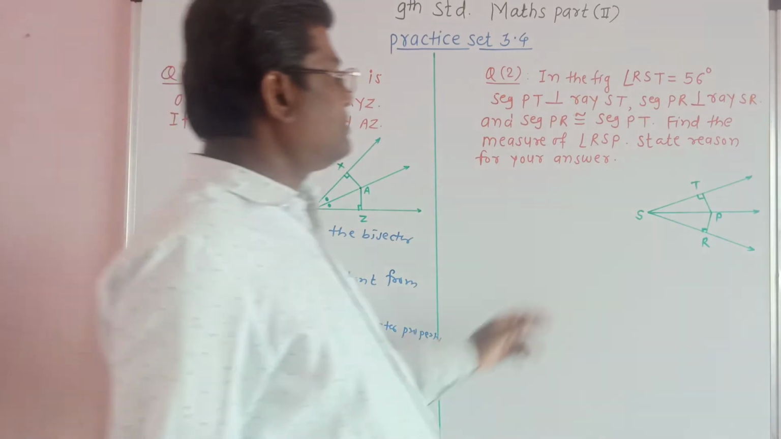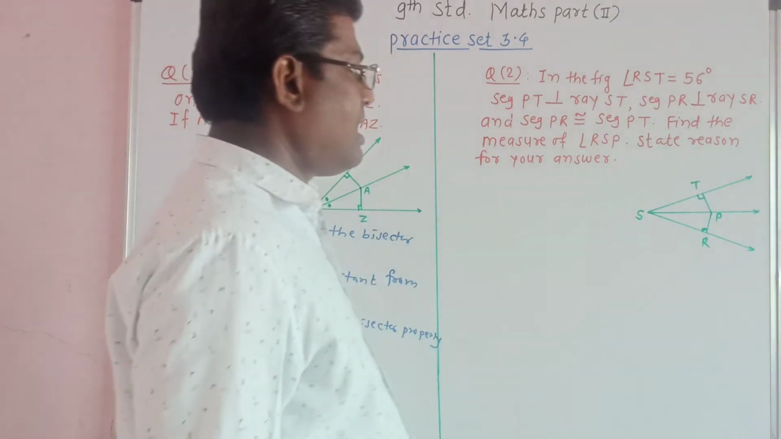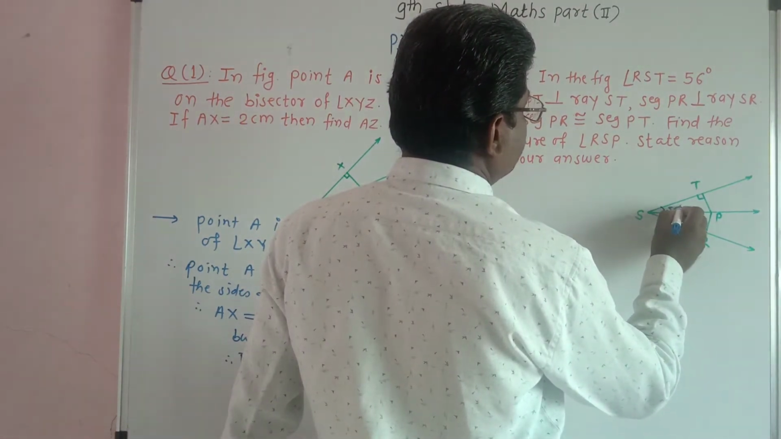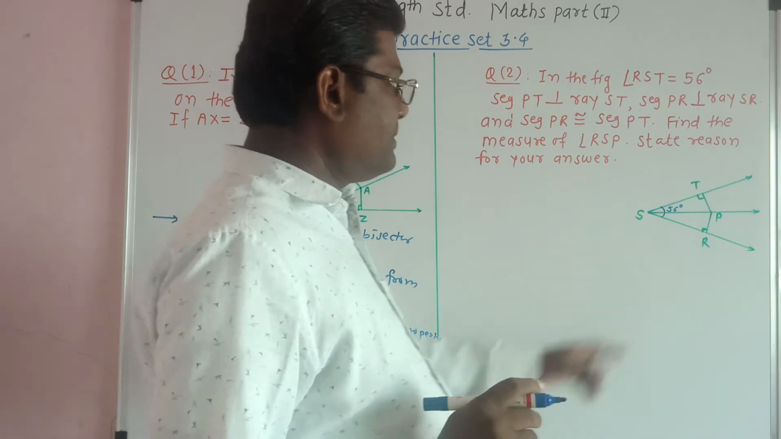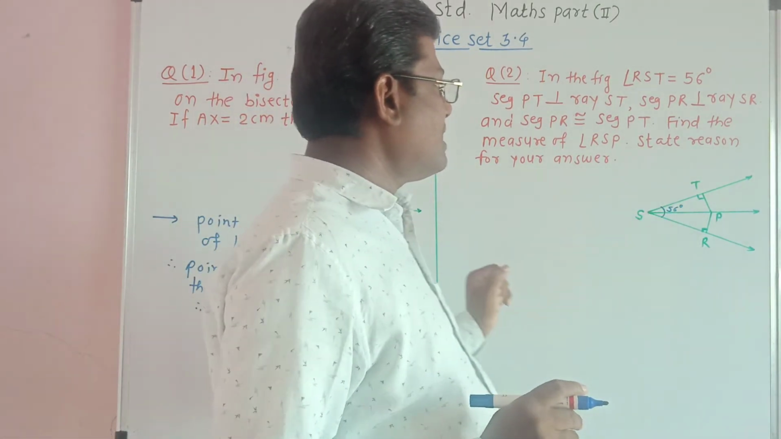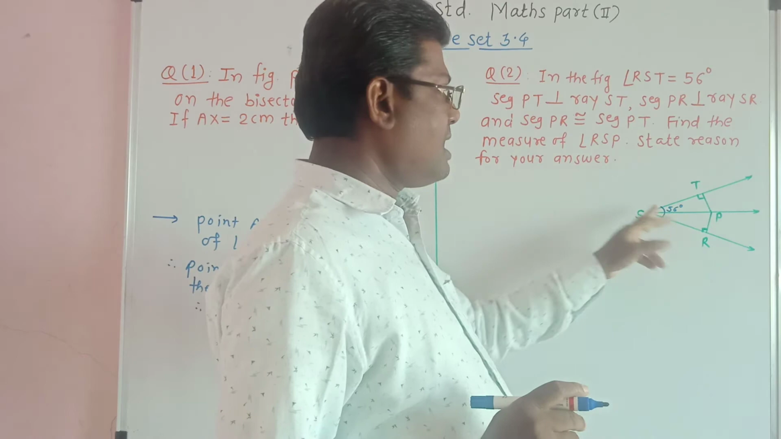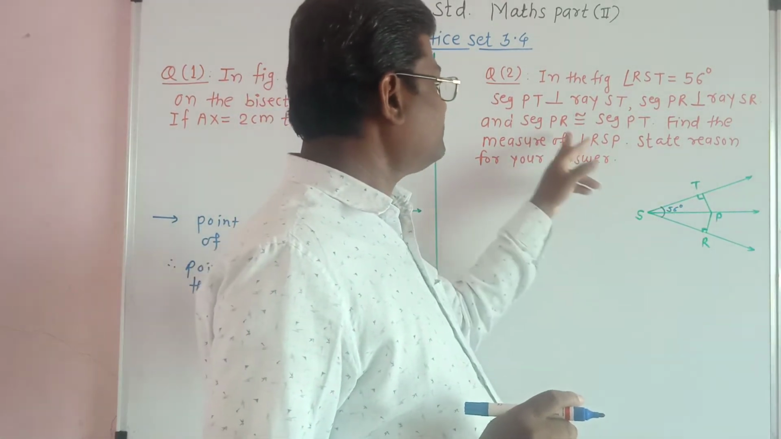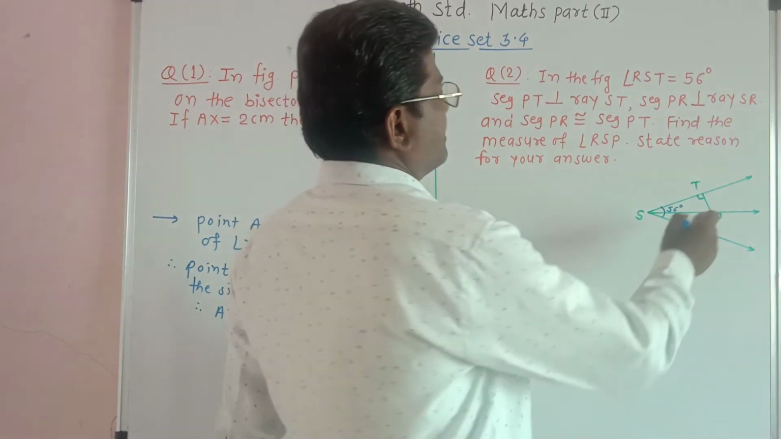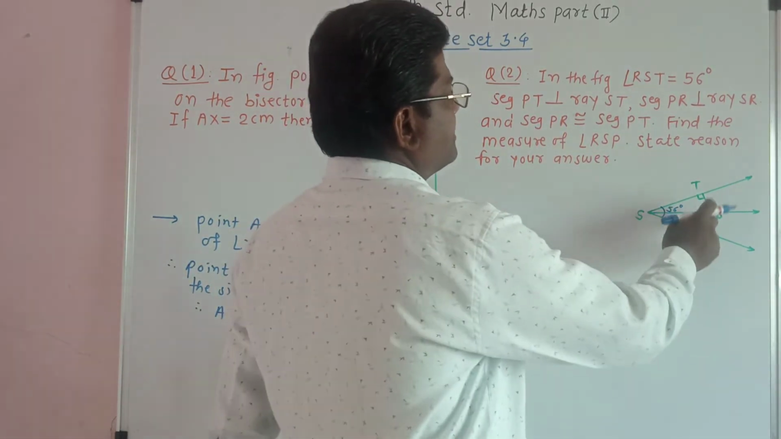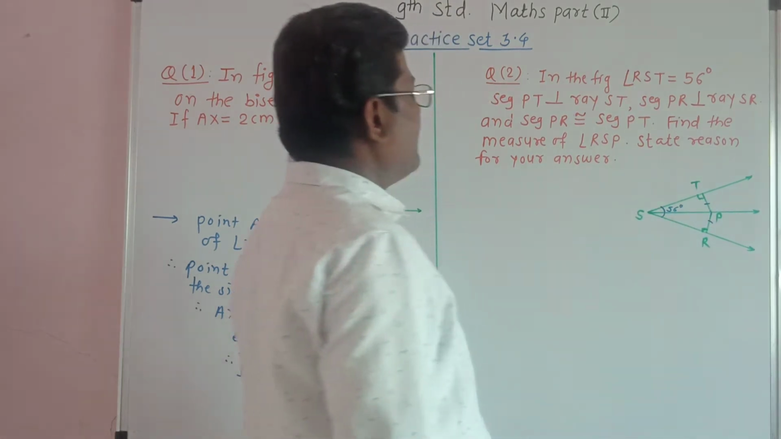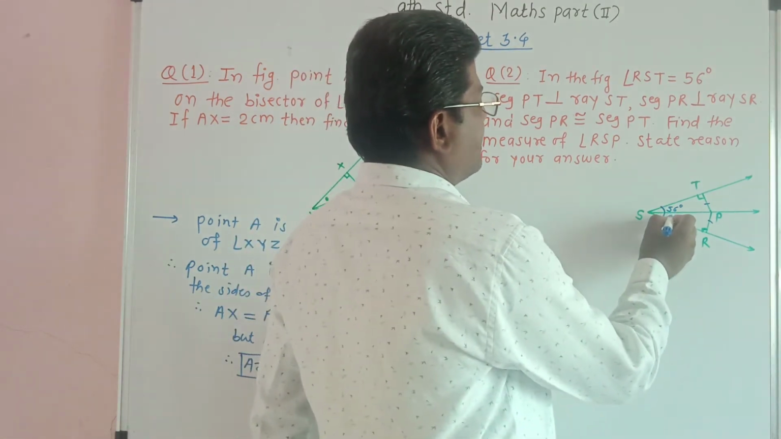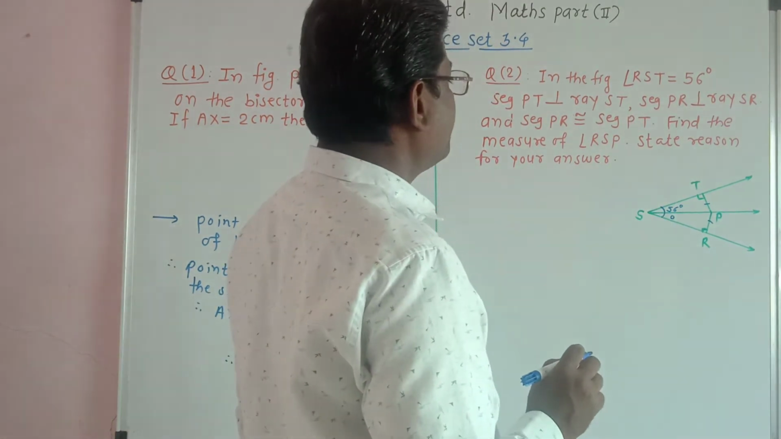Now example number 2. In the figure, angle RST is equal to 56 degrees. Segment PT is perpendicular to ray ST. Segment PR is perpendicular to ray SR. And segment PR is congruent to segment PT. Find the measure of angle RSP. We have to find this angle. State the reason for your answer.